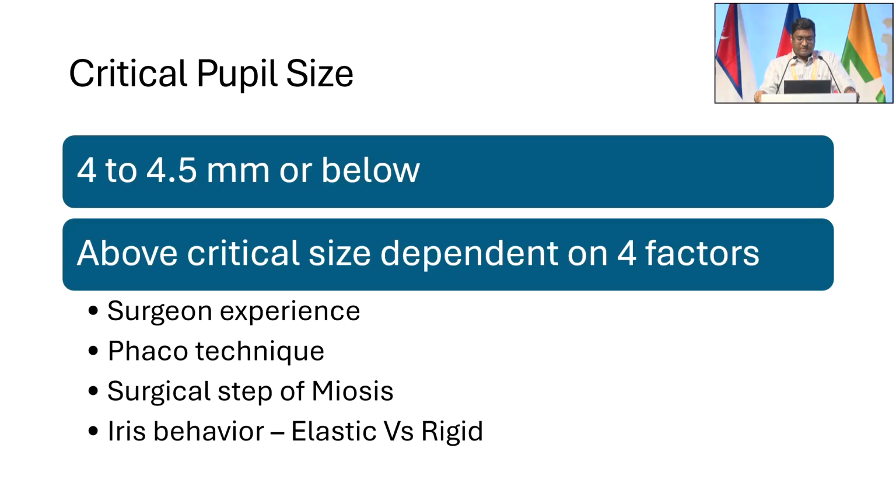One is the surgeon experience, the phaco technique that you are going to use, and at which step the surgical meiosis has happened. It's already meiosed from the starting, or because of some step intraoperatively it has gone into meiosis. And also most important is the iris behavior, whether it is elastic or rigid. This differentiation makes all the difference. Even if you have a pupil size of 5 and it is elastic, especially in floppy iris, though it will have a good dilatation initially, by mid-surgery it will go back to 3 or 2.5 where it initially was. So this differentiation would be very important.